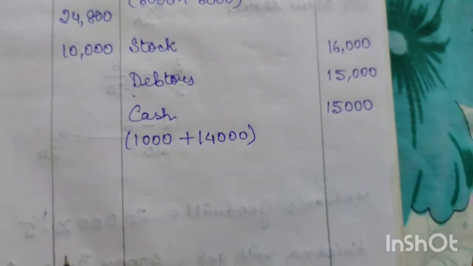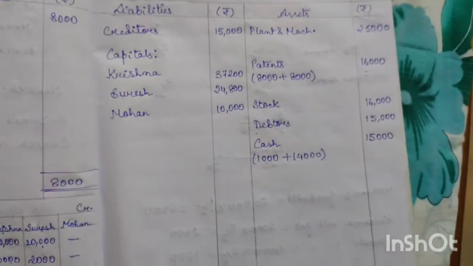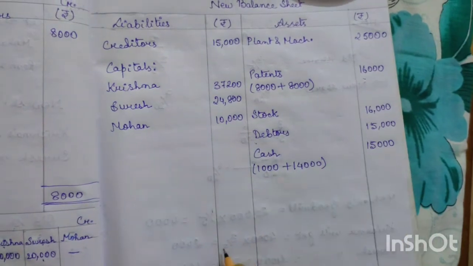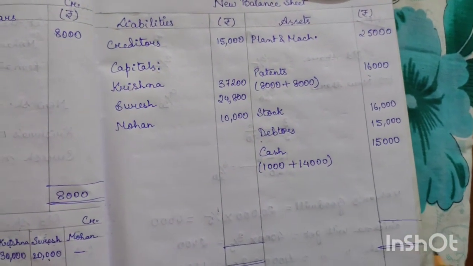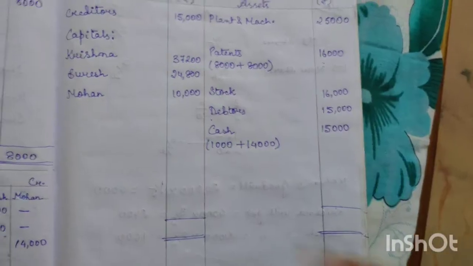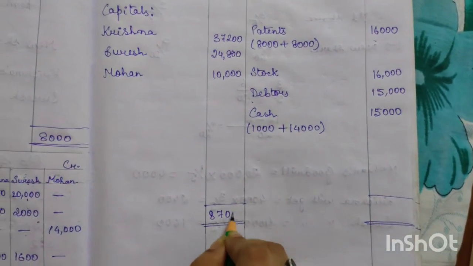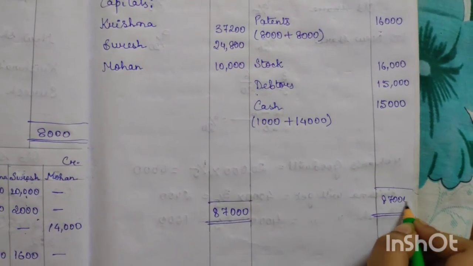Now we will make the total of both the liabilities and asset sides, and if we total both the sides, we will get a total of 87,000 on both sides. Thus the sum is done.